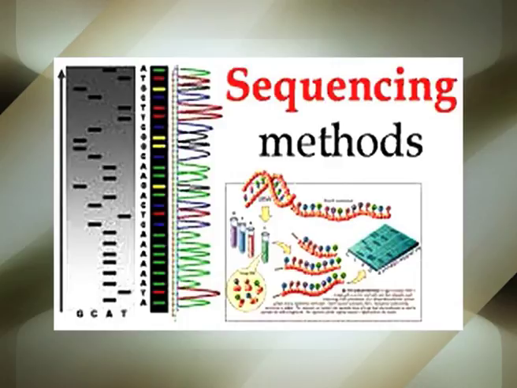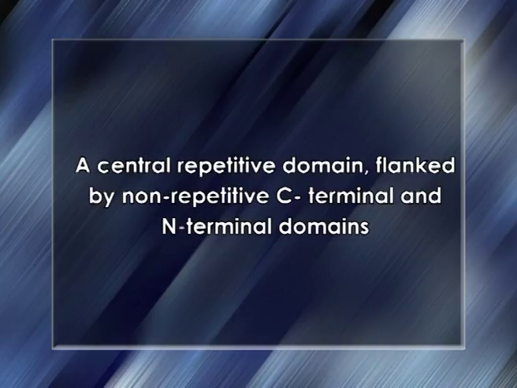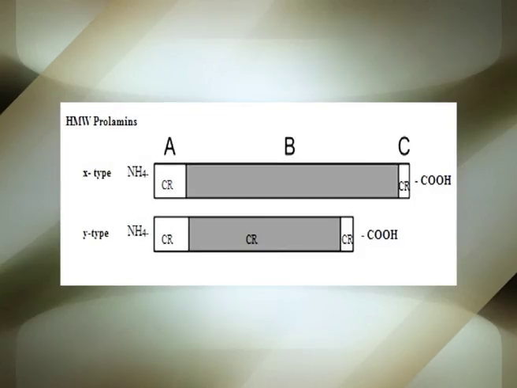DNA sequencing techniques revealed that all types of gluten protein polypeptides have at least 2 or 3 distinct structural domains: a central repetitive domain flanked by non-repetitive C-terminal and N-terminal domains. High molecular weight prolamins have the majority of their cysteine residues in the N-terminal domains and only one in the C-terminal domain. Several Y-type subunits have one additional cysteine residue in the central repetitive domain towards the C-terminal end. An X-type subunit has one residue close to the N-terminal end of its central domain.